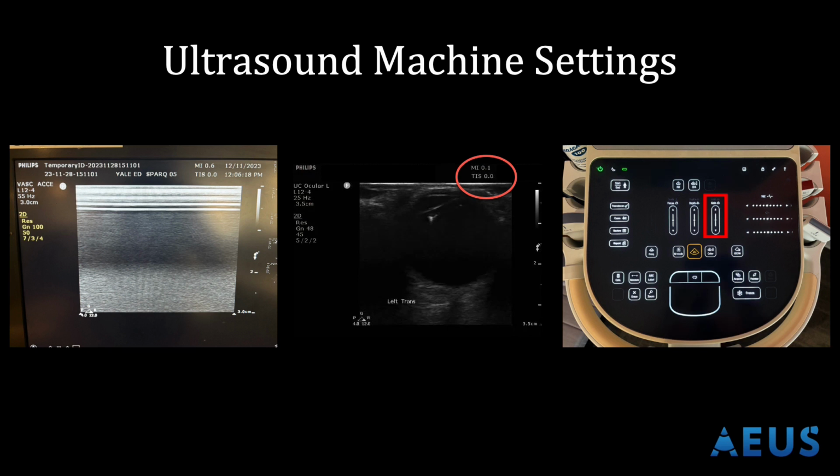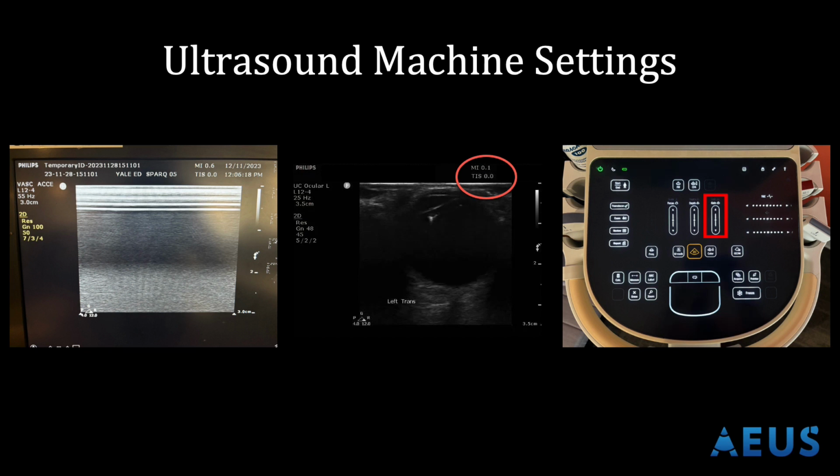The MI, or mechanical index, should be kept low, as this is the amount of power created by the ultrasound beam. As you can see in the picture of the vascular access setting on the left of the slide, the MI is 0.6, as compared to the MI of 0.1 when using the ocular setting. Various settings and the use of Doppler will further adjust the MI throughout scanning.